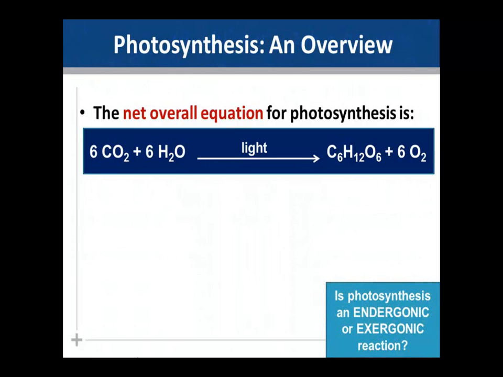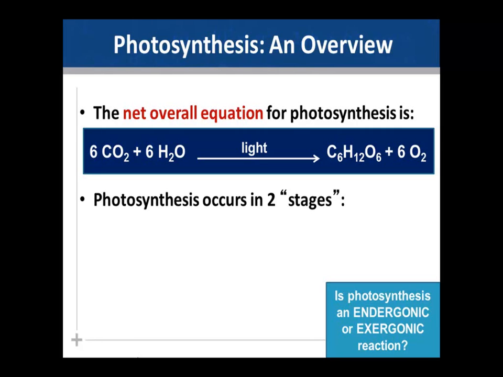So, is photosynthesis an endergonic or an exergonic reaction? Well, if you've been paying attention and you know what those two terms mean, remember, an endergonic reaction is one in which energy is put into the system in order to make it happen. And an exergonic reaction is one where energy is released from a reaction. Well, in this case, photosynthesis is an endergonic reaction. Energy must be put into the system in the form of sunlight or light in order to make it happen.